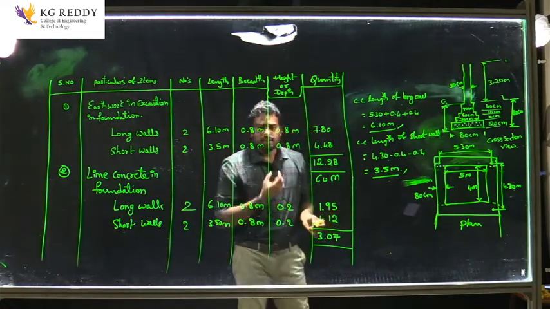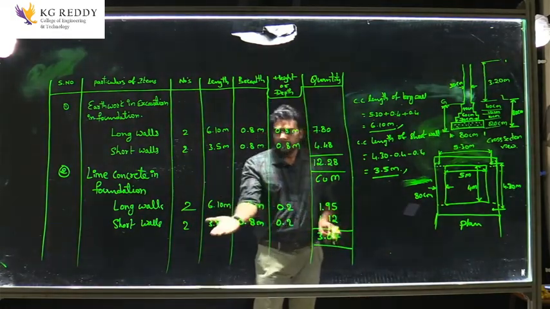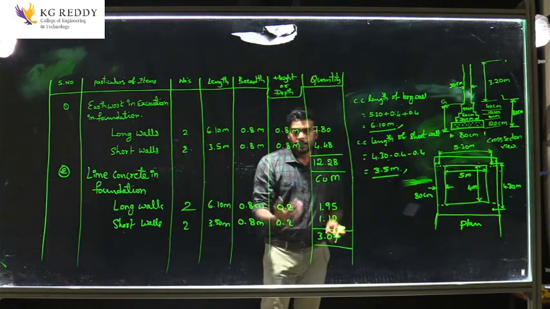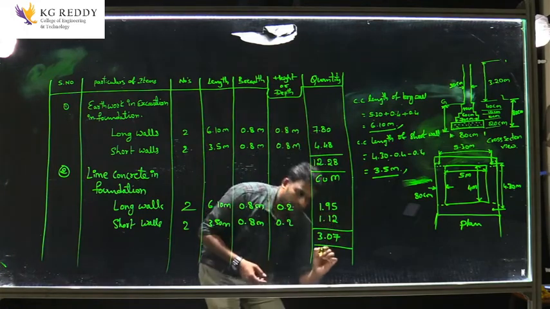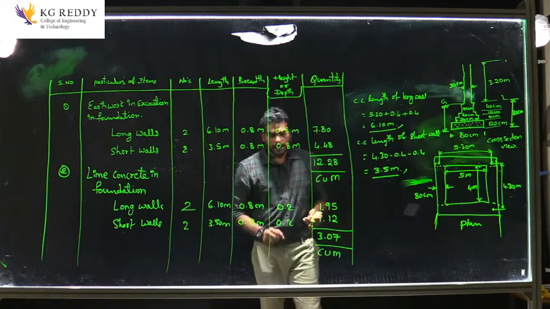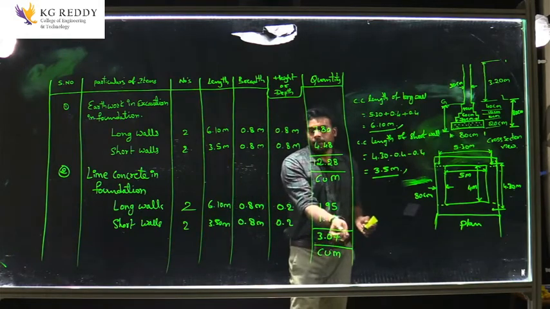How will we find the units? It is three-dimensional. Length is there, breadth is there, and height is there. That's why the units are cubic meters. Cubic meters, right? So this is the quantity for the lime concrete.